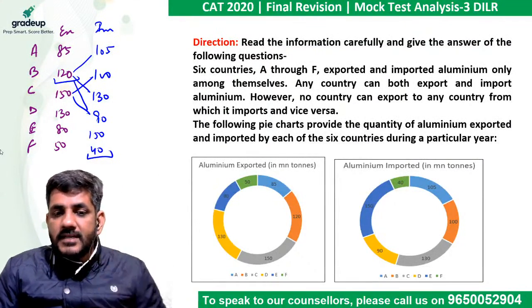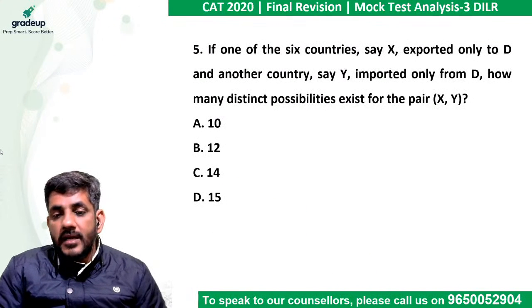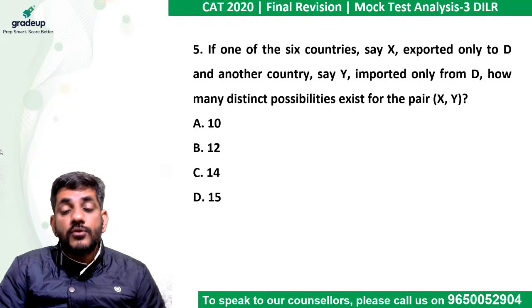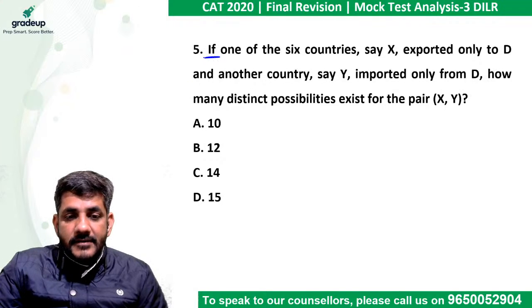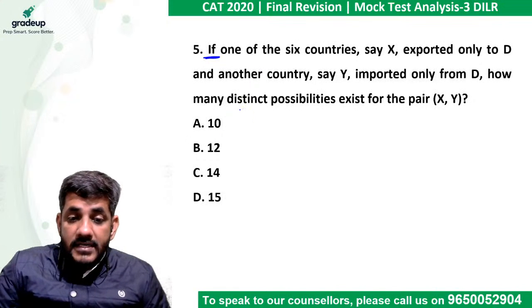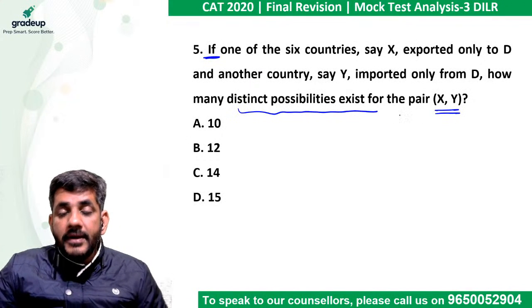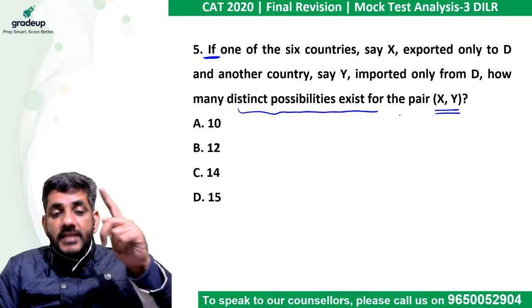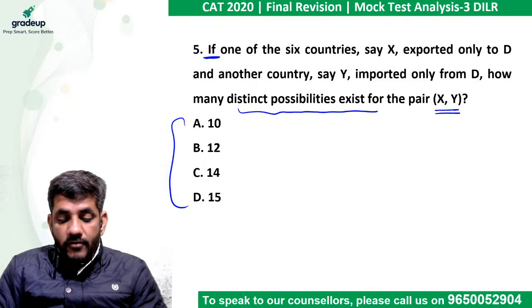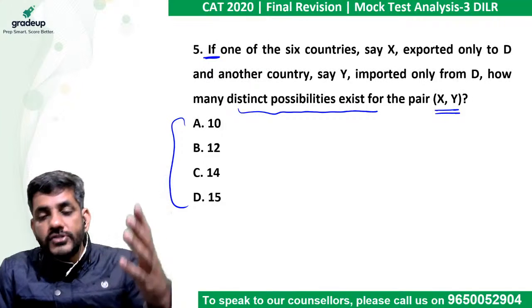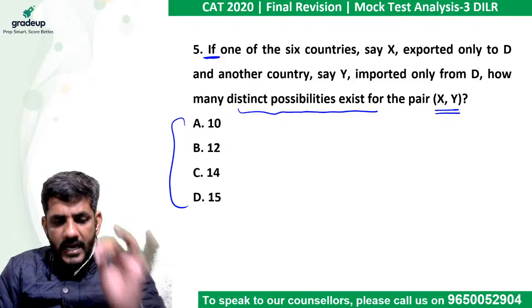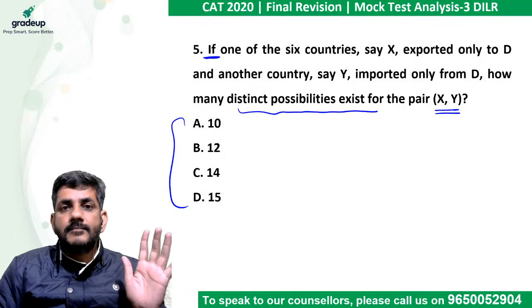Plus, even if it doesn't come to your mind, look at the first question. If one of the countries X exported only to D and another country Y imported only from D, how many distinct possibilities exist for the pair XY? Even with this if, there are various possibilities. Look at the options 10, 12, 14 and 15. So there are so many possibilities for this set. How can we do it during the exam? I would say at this point, leave this set, right?